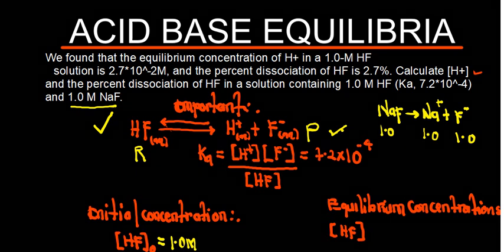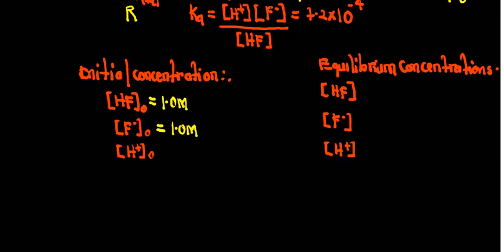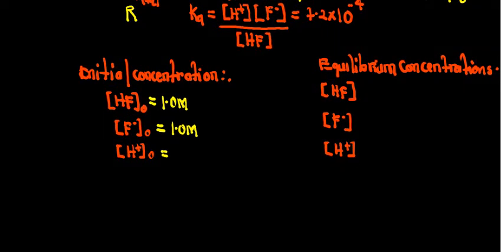So now we move on. We now know where the values of NaF came from. So we have NaF here as 1.0. On the other side, we have the value of the initial concentration of the hydrogen ions here. What were they? It was zero. Before the reaction reached equilibrium, we didn't have anything.